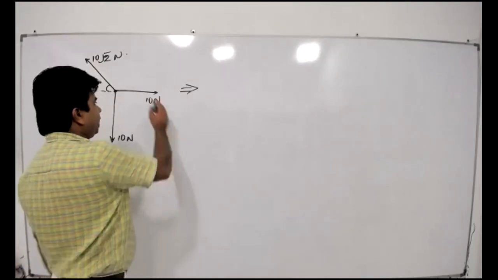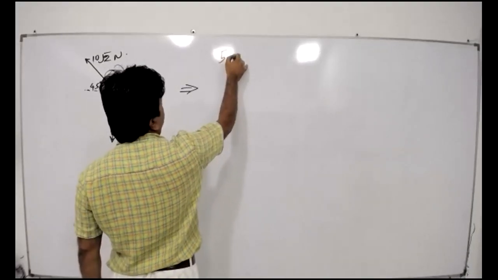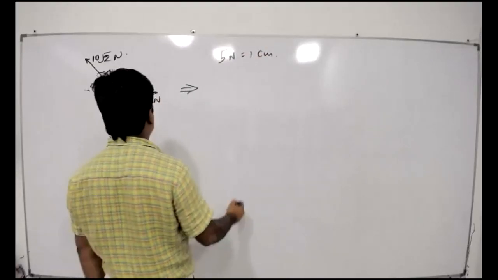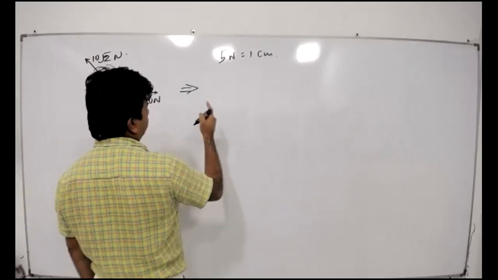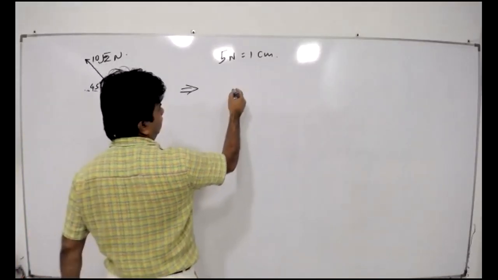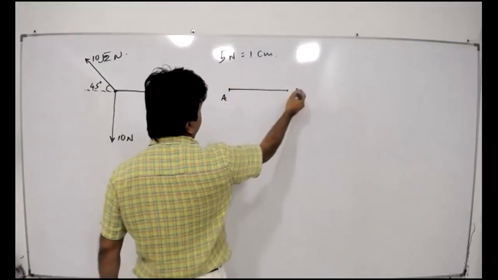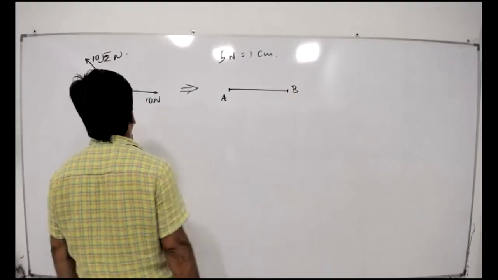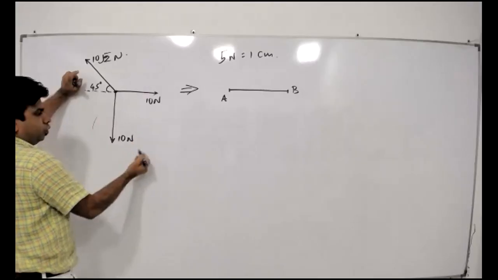I'll take this 10 newtons. Suppose that 5 newtons equals 1 centimeter. Now you can represent this first force. Actually, you can start with any force because all are known. If you represent 10 newtons by 2 centimeters, what is the length of this side AB? What is the length of side AB, Mohammed? 2 centimeters.